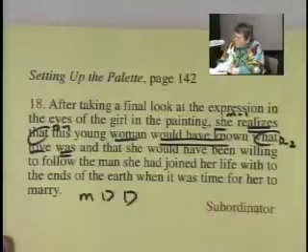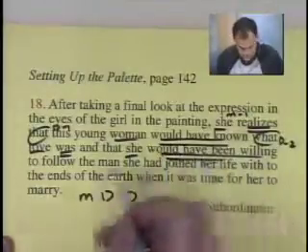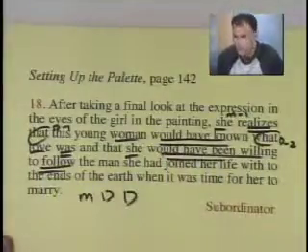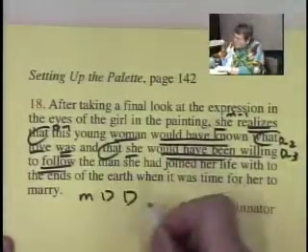And the next subject? She. And the verb? Would have been willing to follow. That's a long verb. And what kind of a clause is that? It's dependent. And the subordinate? That. So that's going to be D-3.